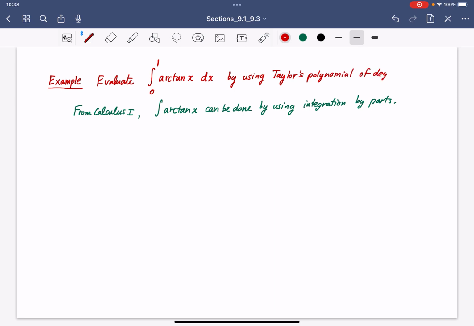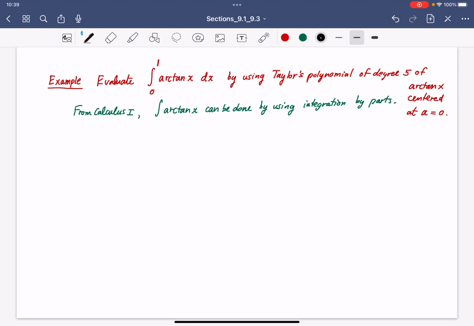of degree 5, center at 0, of arctan x. So this is the question in red. I want you to compute the integral of arctan x dx from 0 to 1 by using the Taylor polynomial of degree 5 of arctan x centered at 0. What would you do here?